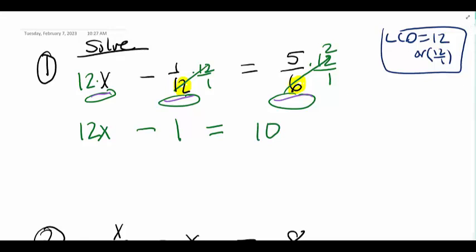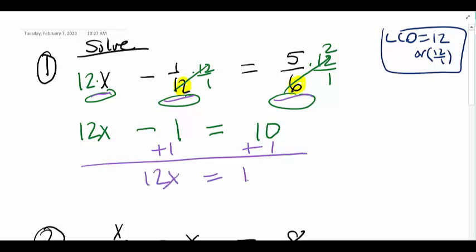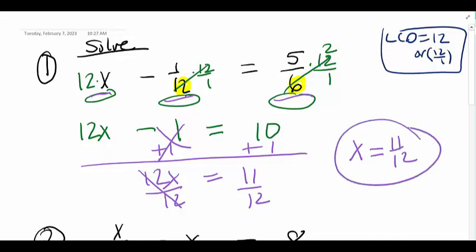Now we can solve the resulting equation without any fractions. So I'm going to add 1 to both sides. That gives me 12x equals 11. And I'm going to divide both sides by the 12. Make sure, again, you are canceling what you need to move to the other side by either adding, subtracting, or multiplying and dividing. So my answer here should be 11/12.